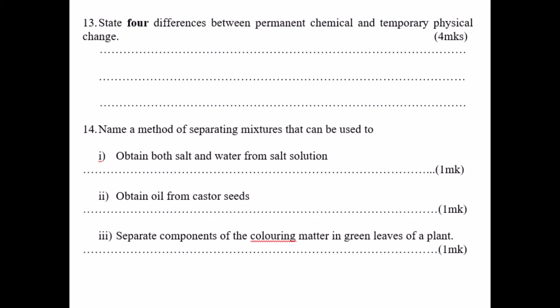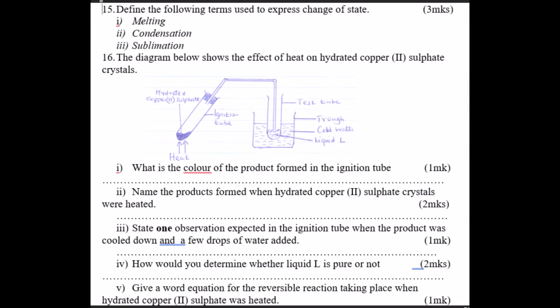One that can be used to obtain salt and water from a salt solution. Then obtaining oil from castor seeds. Then obtaining colored matter from green leaves of a plant. Question number 15, you define the 3 terms: melting, condensation, and sublimation.